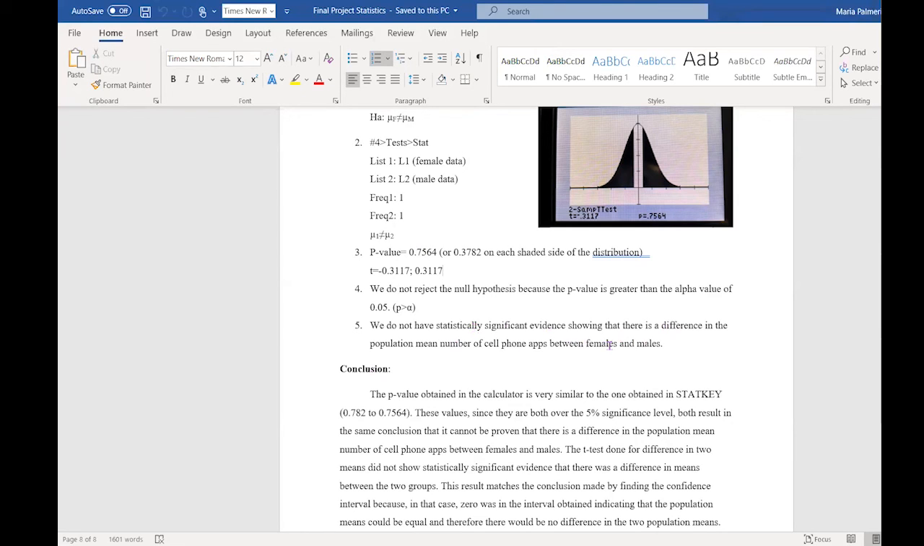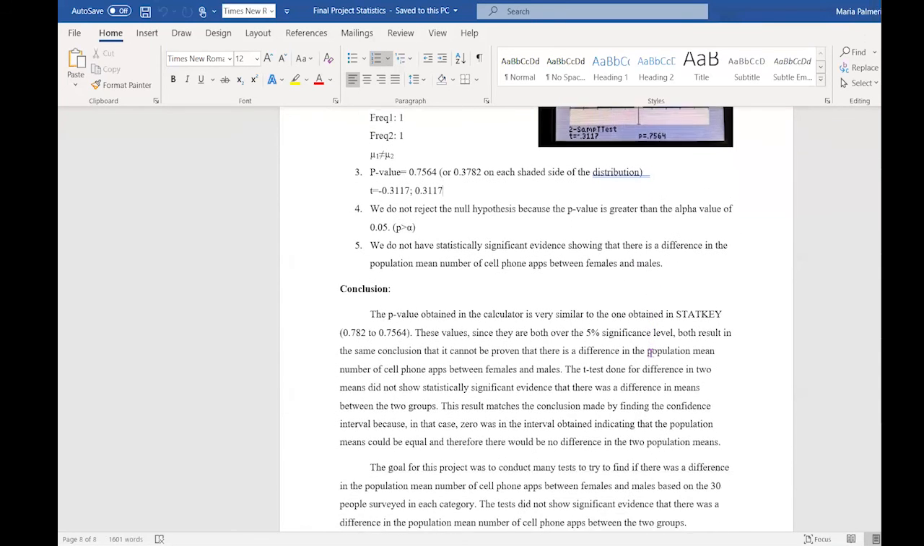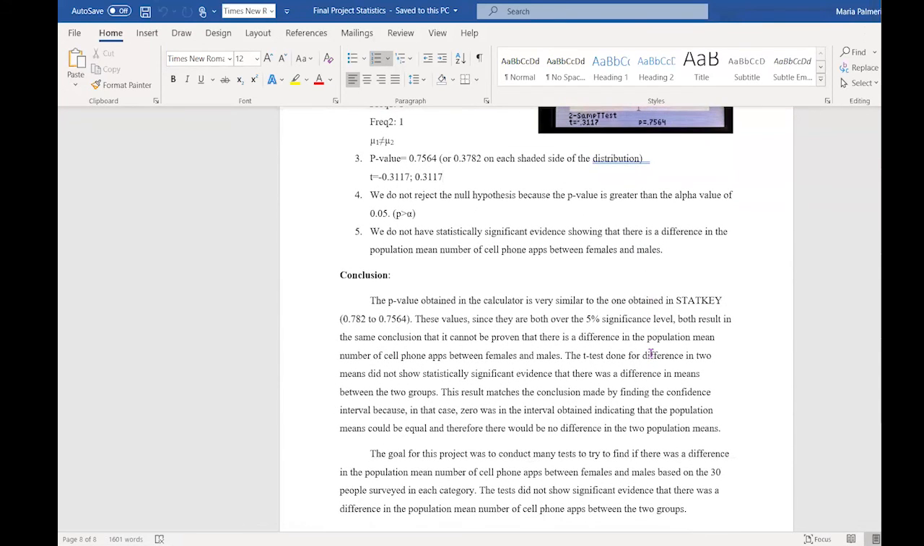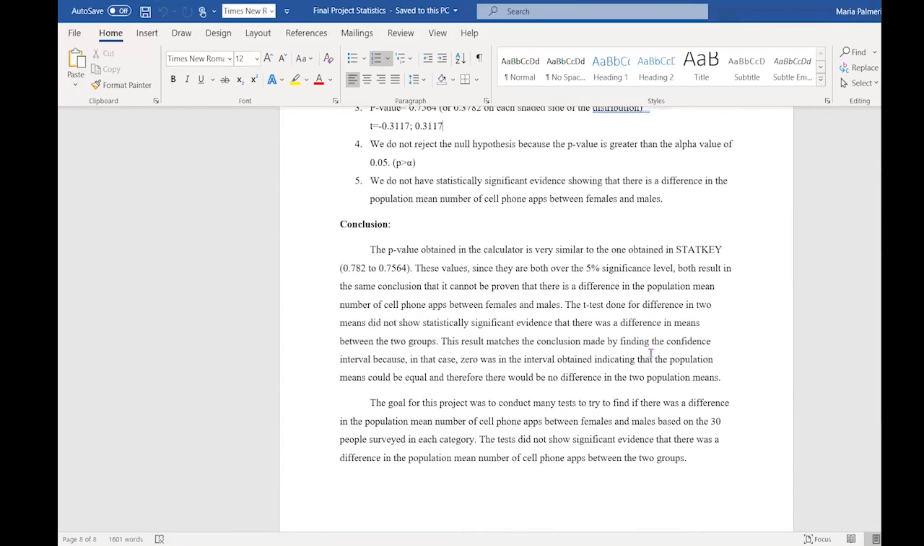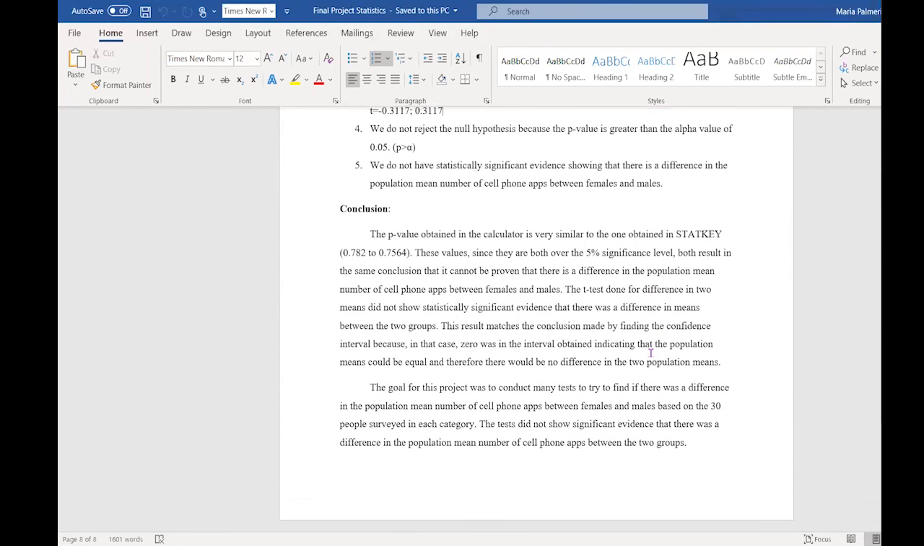For me, it was cell phone apps between males and females, but maybe it's number of hours of sleep you get a night between residents and commuters. Something along those lines. Or if you have one that's already set up for you, I know some classes are using the Census Bureau, where you would get data off of that and use it, but I know other classes might be going out and taking a survey.